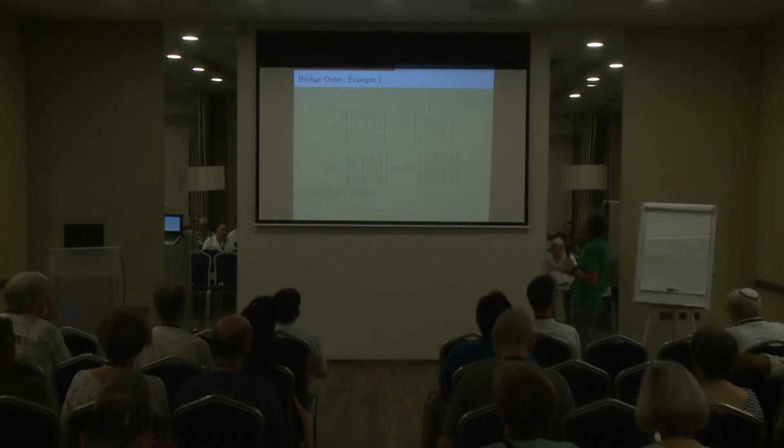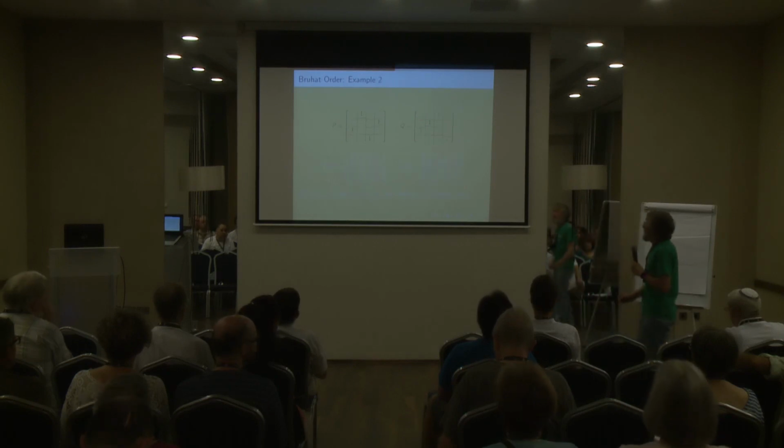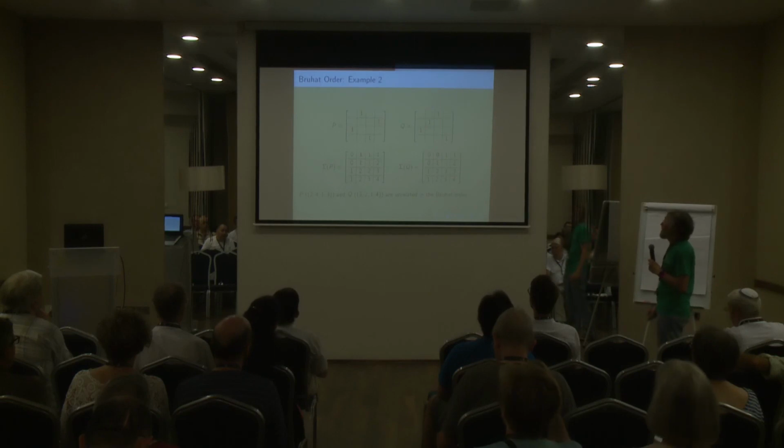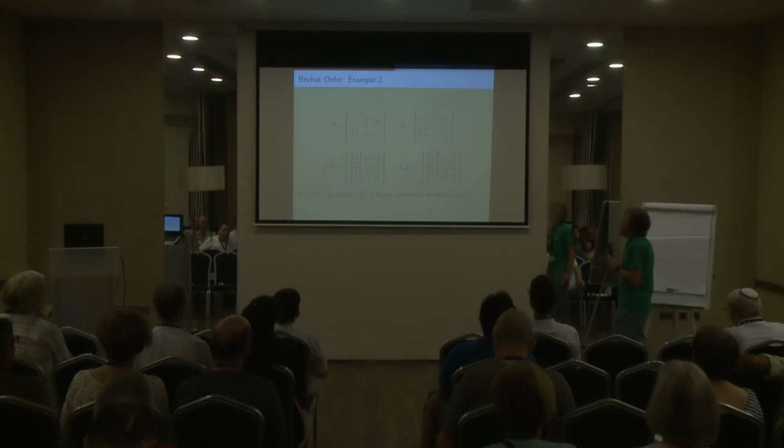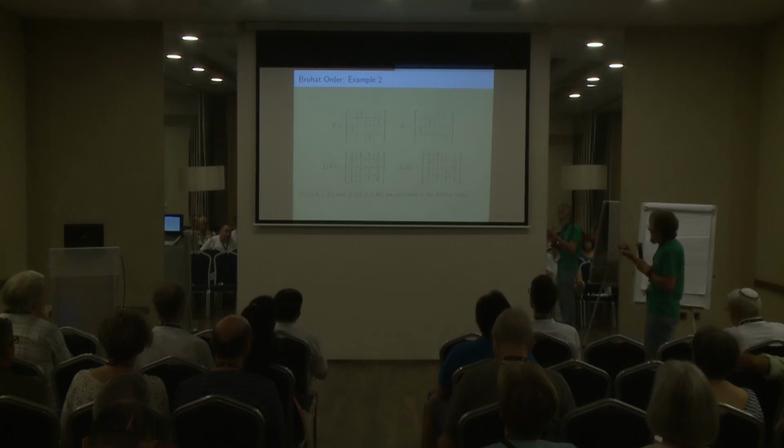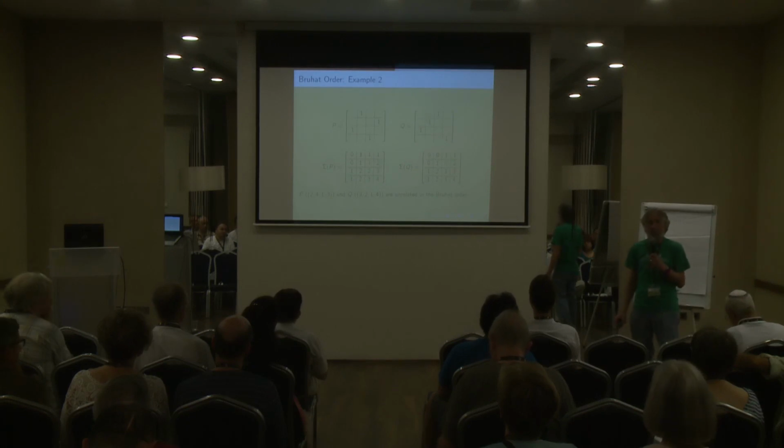Here's a second example, let me just put the whole thing on there. There's P and there's Q. There's sigma P and there's sigma Q. And if you look at this entry, 1 is bigger than 0, and if you look at this entry, 1 is less than 2, so these 2 have to be unrelated in the Bruhat order because it doesn't always go in one direction.